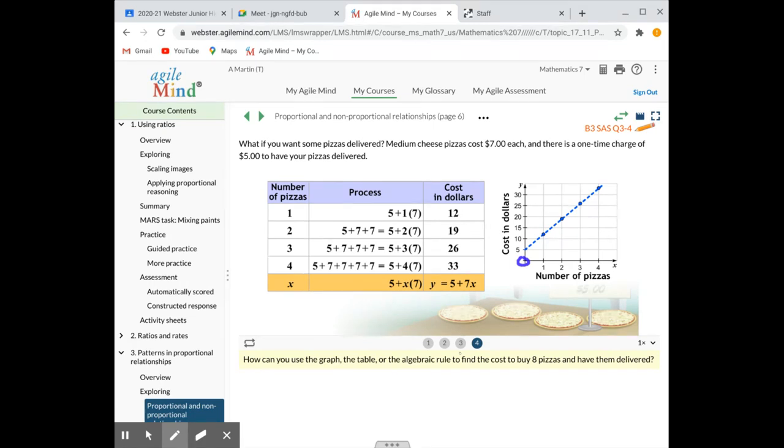All right. So it says, how can we use the graph, the table, or the algebraic rule to find the cost to buy 8 pizzas and have them delivered? So I still want you to try to focus on using that equation. So remember that the equation they gave us is right here. So I want you to use this equation and see how much it would cost to buy 8 pizzas. You said buy 8 pizzas. That'd be like $56. All right. So what do we need to put in place of x?